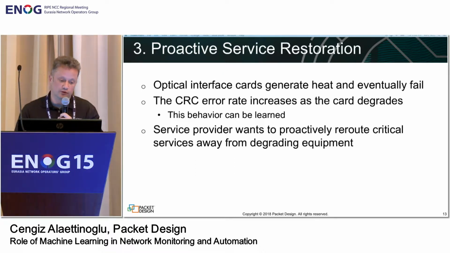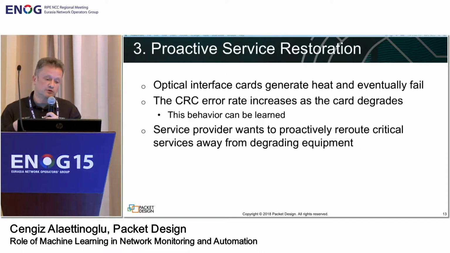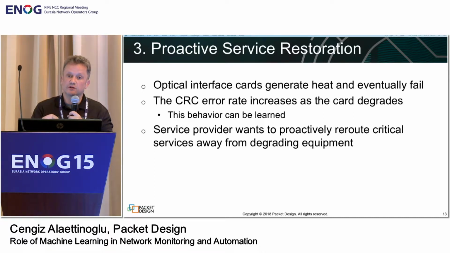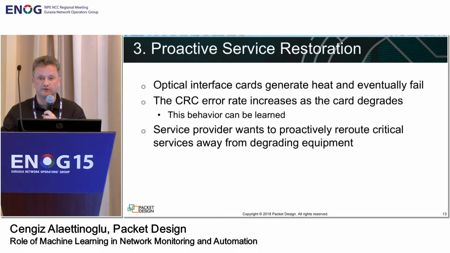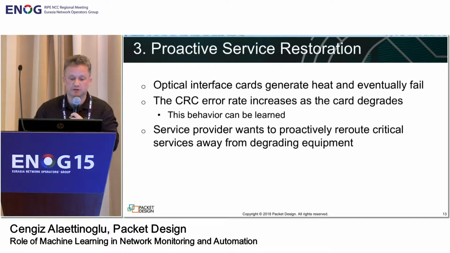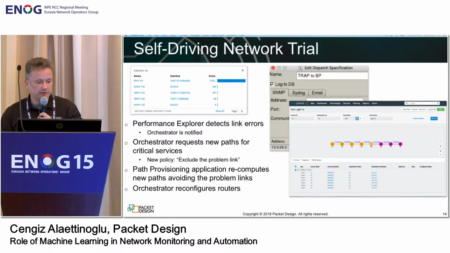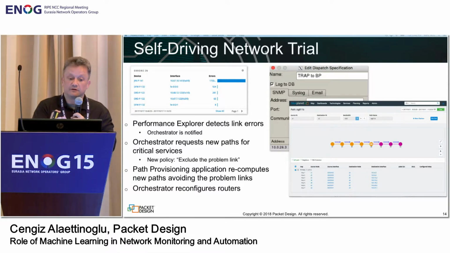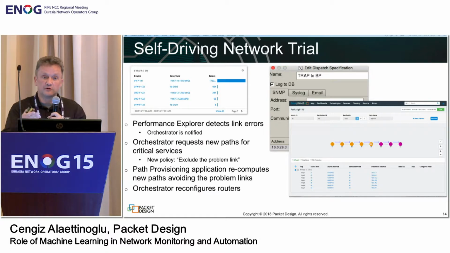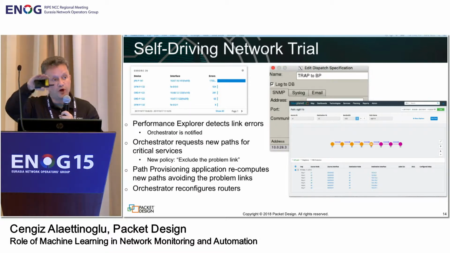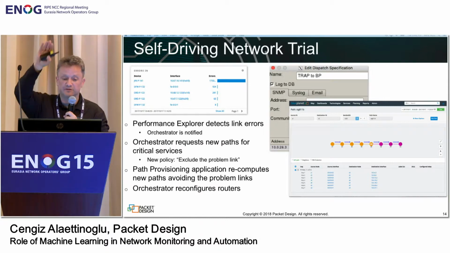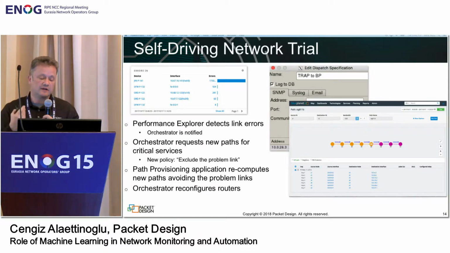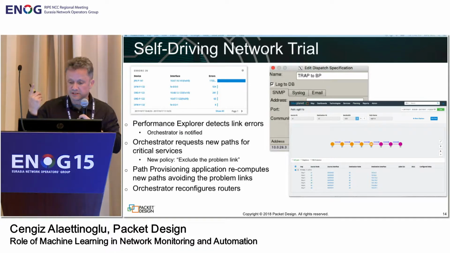And this can actually be learned. In this particular trial, the service provider wanted to proactively reroute the critical services running on this link. Not all the traffic on it, but just the critical services that were running on this link. And we did this, and as I mentioned earlier, interfaces do keep track of the errors on them. You can learn this, and then you can baseline this. Based on the baseline, you know how many CRC errors are expected and which one is growing and so forth. And then when you detect this, we work with the orchestration system here.